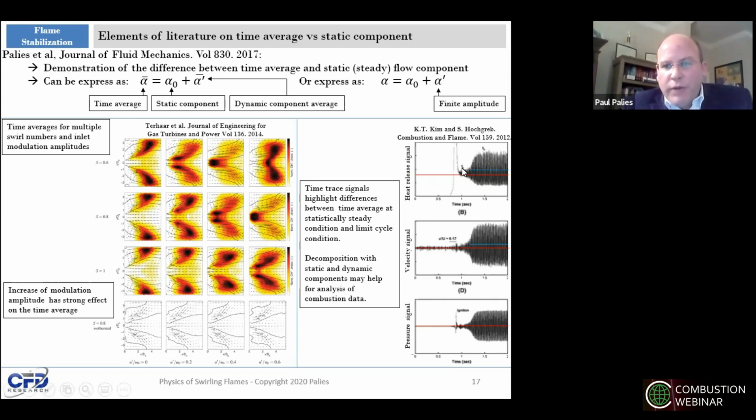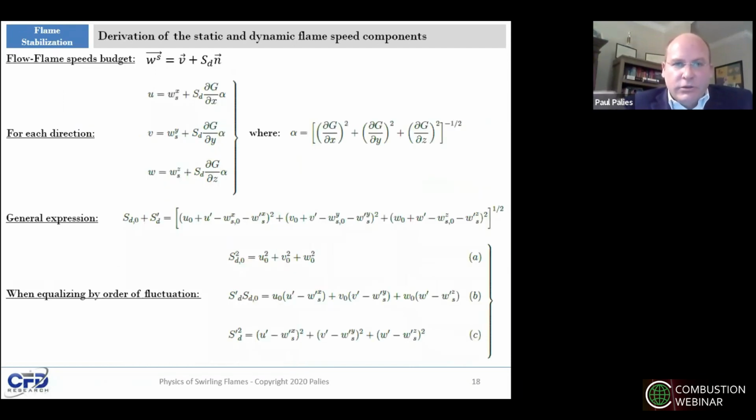So for example, on the right column here, you see the red line, which would be the static component or the base flow, and you see the blue line, which would be the time average. So they are different. This is for the equivalence ratio signal here, for example, and the velocity signal shows the same trend. For the pressure signal, both time average and static component will be the same in that particular case. So now I'm going to move forward, and I disregard the time average. I do the splitting with respect to the static component or the base flow.